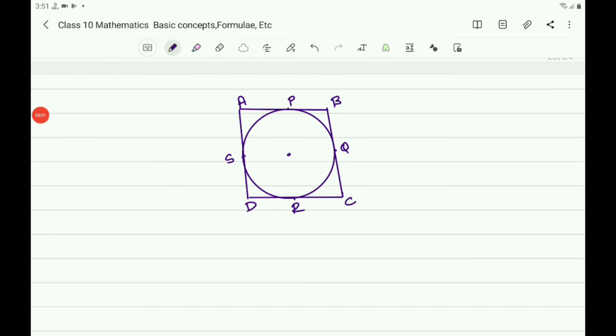Now you observe one more important concept. Consider here ABCD is a quadrilateral. What is ABCD? ABCD is a quadrilateral.